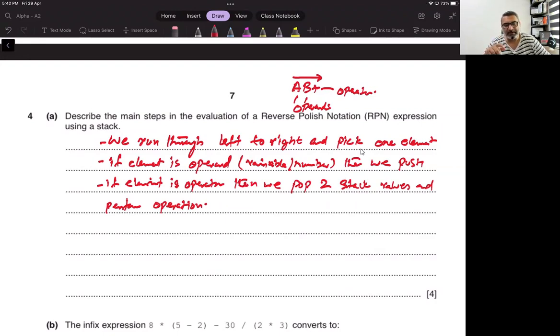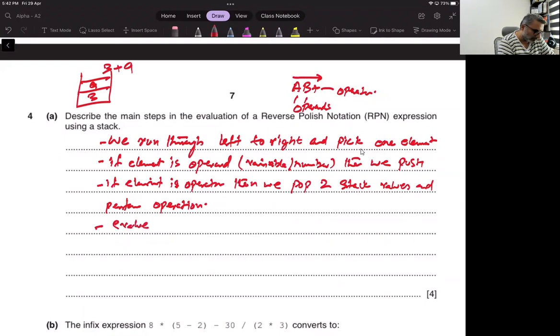Now you have to remember that whatever the first value that you pop will be put on the right side of the operator, and the second value will be on the left side of the operator. Let's say if it is 3 and 9 and the operator is plus, then 9 goes right and 3 goes left. This is what I mean over here. All right.